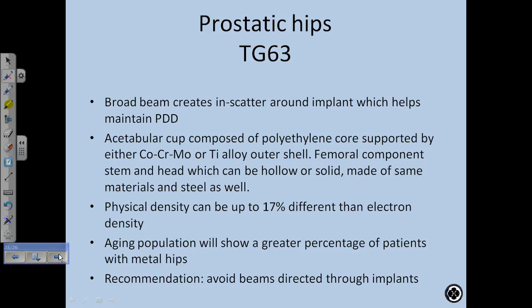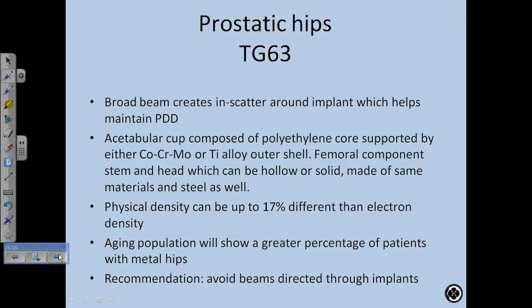Okay, so there's an acetabular cup that's composed of a polyethylene core supported by either this material or titanium alloy as the outer shell. The femoral component, and you should know this because when you're contouring, you might encounter prosthetic hips, and you'll have to contour them. Contouring the prosthetic hip will allow you to assign whatever electron density you want to it. So you kind of have to know what these look like.